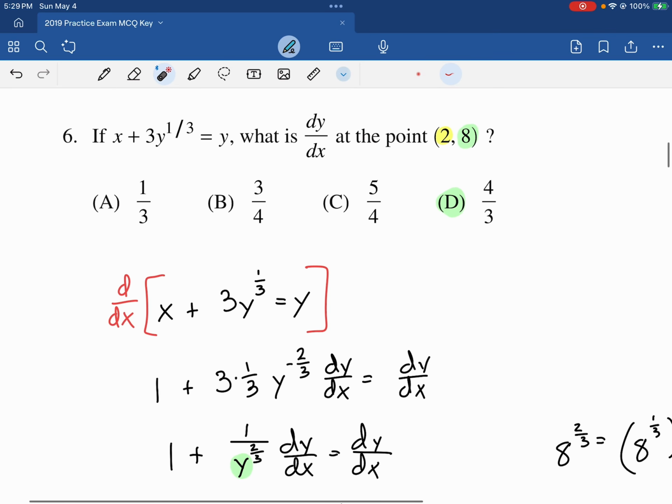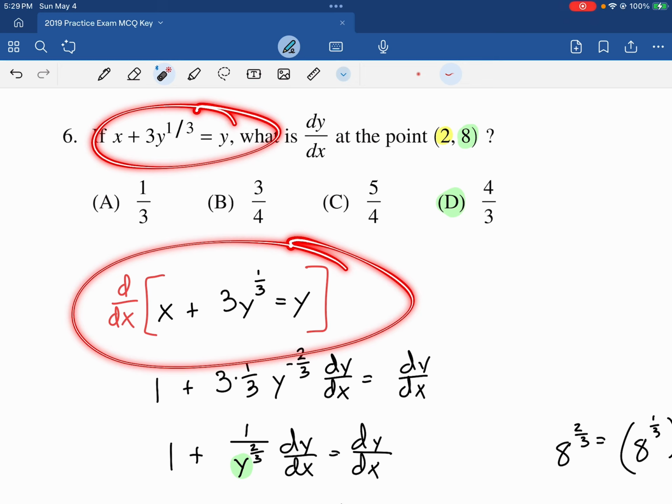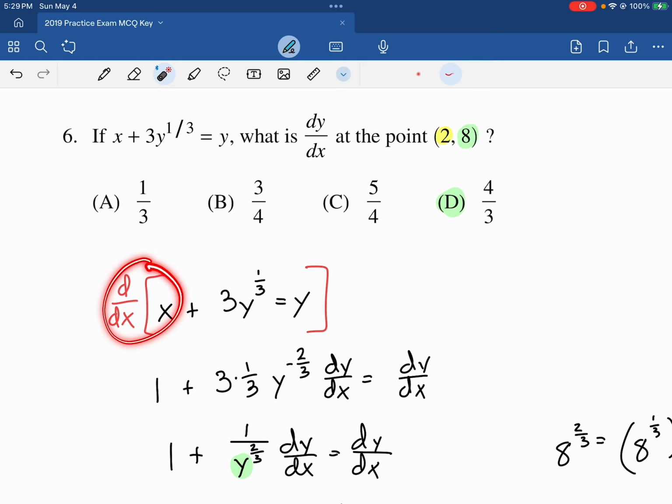Number 6, I have this implicit equation with x's and y's living together on one side of the equation, and really y's on both sides. What is dy dx at the point 2, 8? So I take the derivative of this whole expression. The derivative of x with respect to x is dx dx, and that comes out to 1. Here I have the cube root. 1/3 comes out front. I remove 1 from the exponent, and then the chain rule states the dy dx is dy dx.